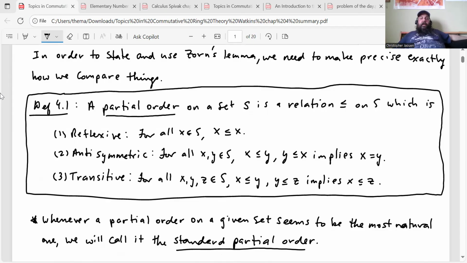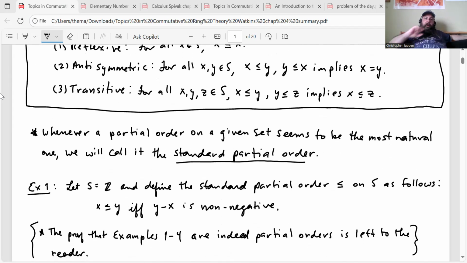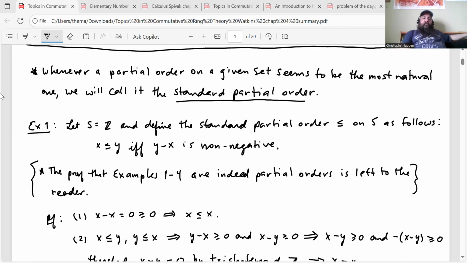And three, it has to be transitive, meaning that for all x, y, z in S, x less than or equal to y and y less than or equal to z implies that x is less than or equal to z. Whenever a partial order on a given set seems to be the most natural one, we'll call it the standard partial order. So if we say that, it's sort of like the most natural one that should come to your head. Let's look at a few examples.